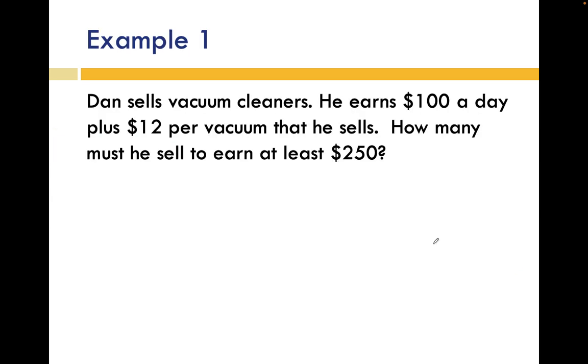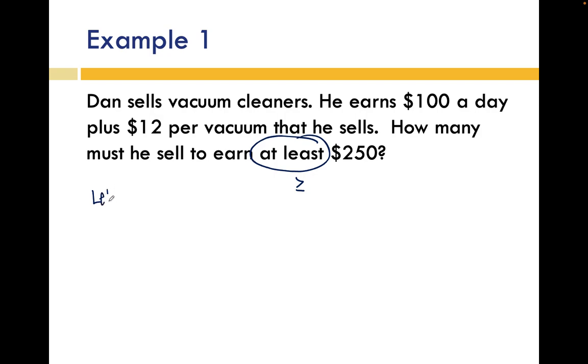Let's take a look at a few examples together. If Dan sells vacuum cleaners and he earns $100 a day plus $12 per vacuum that he sells, how many must he sell to earn at least $250? Before we begin, first circle the word or words that tell us which inequality symbol we should use in this problem. The words at least tell us that we must use the greater than or equal to symbol to solve this problem, because if he needs to earn at least $250, he wants to earn more than or equal to $250.